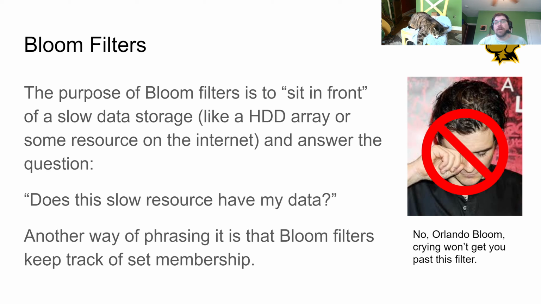So another way of phrasing it, the more mathematical way of phrasing it, is to say that Bloom filters keep track of set membership. So Bloom filters are in charge of one set. We talked about multiple sets last time and how they get unioned together. Bloom filter's in charge of one really big, huge set. And the purpose of the bloom filter is to keep track of what things are in that set and what things are not in that set. And so you could give it anything in the world and the bloom filter should be able to look at it and say, is it in the set or is it not in the set?